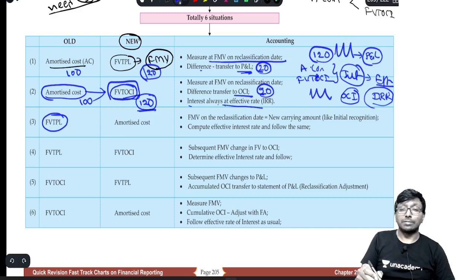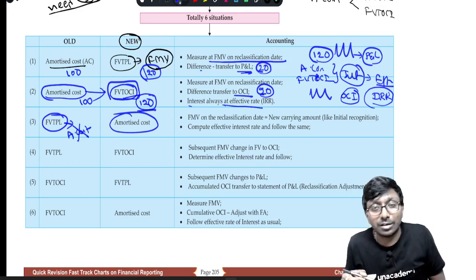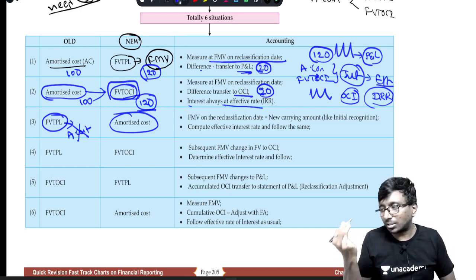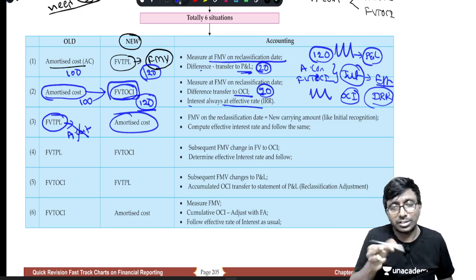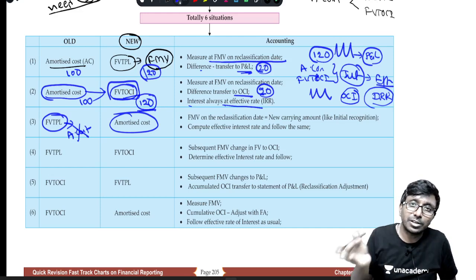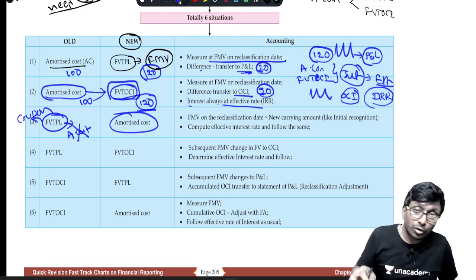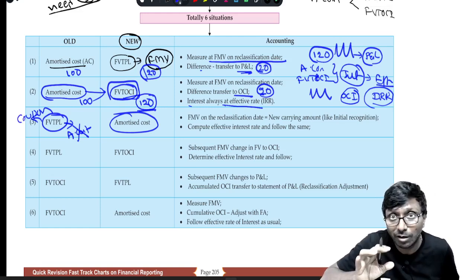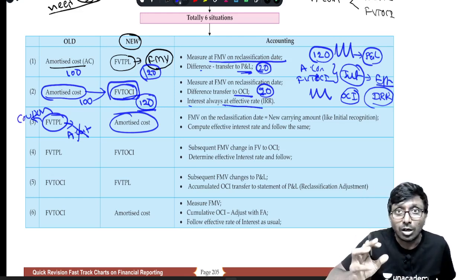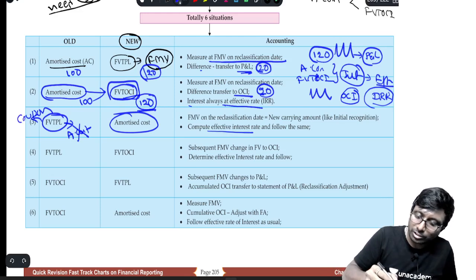Okay. Next. The old classification is FVTPL, and now you are bringing it to amortized cost. Under FVTPL, you might not have followed the effective rate of interest because it is not necessary. Fair value fluctuation comes to P&L, and interest also comes to P&L. At the end of the day, both fall in P&L. So it doesn't matter whether you compute interest using the coupon rate or the effective rate, because both go to P&L. In FVTPL, you can follow the coupon rate, 100% accepted. But now you are getting into amortized cost. From now onwards, you should follow the effective rate of interest. Compute the effective rate of interest and follow it.